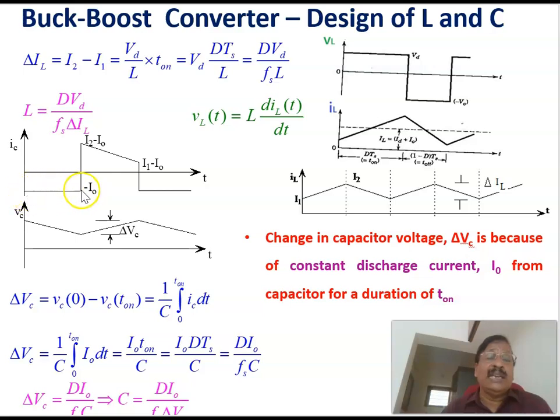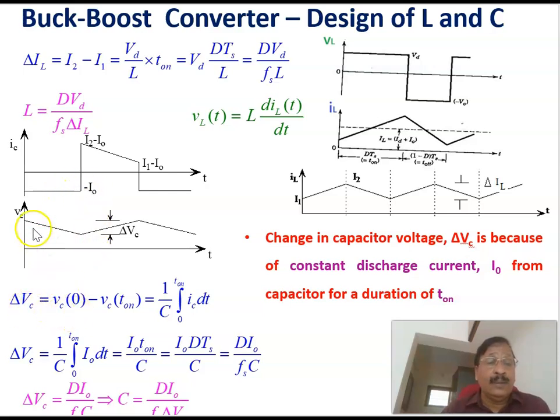Therefore, the capacitor current equals minus I0, so the magnitude of the current equals I0. Because of the constant current I0, the capacitor is discharging. The capacitor voltage changes from the value Vc by delta Vc, to Vc minus delta Vc. The change in capacitor voltage delta Vc is because of the constant discharge current I0 from the capacitor for the duration of the on period.